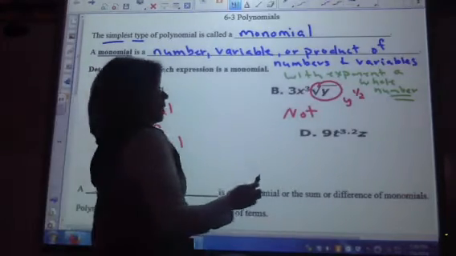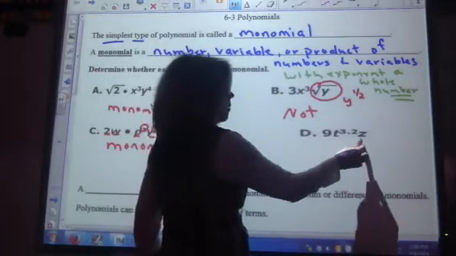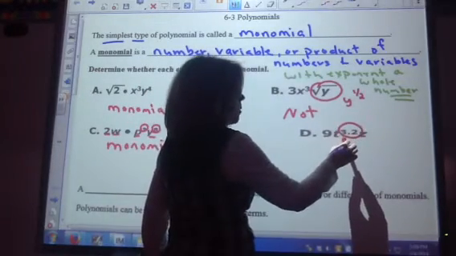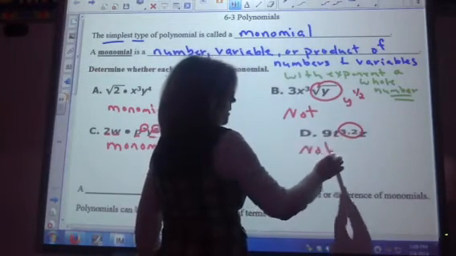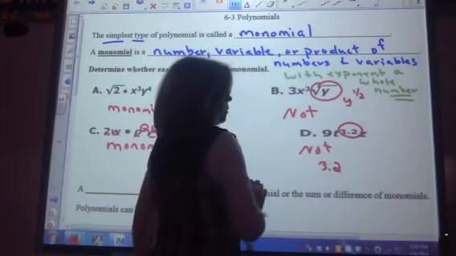And then what about this one? We have numbers, we have variables. However, the exponent is 3.2, so not, because of the 3.2.